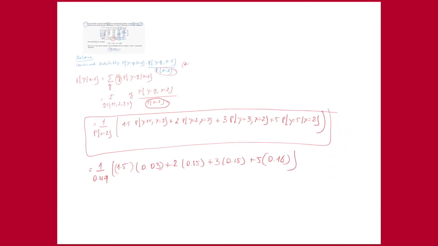And if you calculate this, you find the value 3.255. So if we know that the predictor variable is equal to 2, so given x is 2, then our best estimate f hat of x is equal to 3.255.